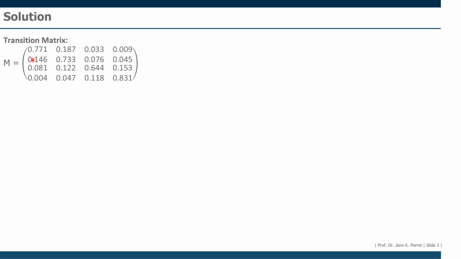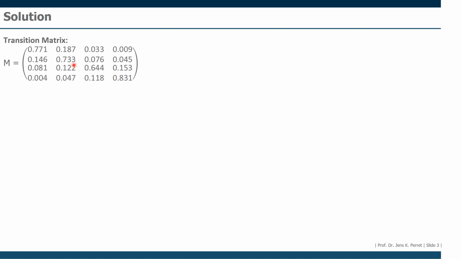Same for B. That's for switching from B to A. That's for remaining in B. That's for switching to C, switching to D. And so forth for the other ones as well. So we see there's a pretty large chance of remaining in one's same category.